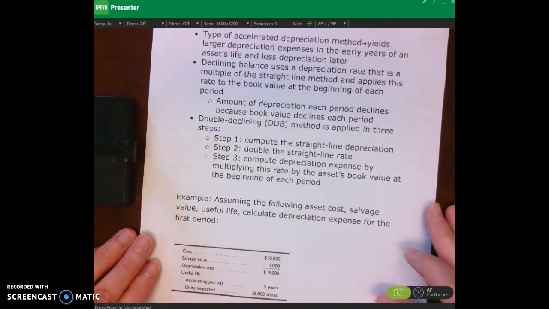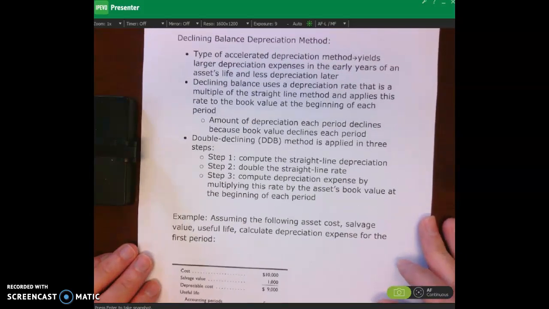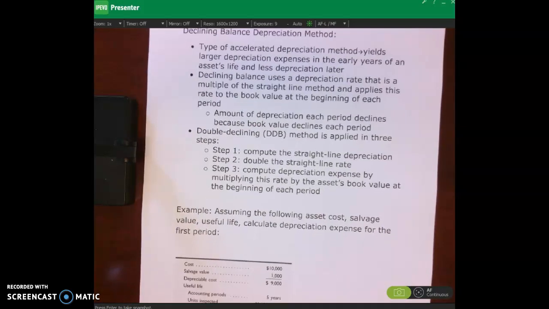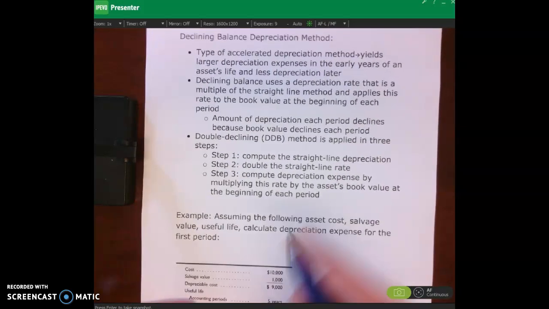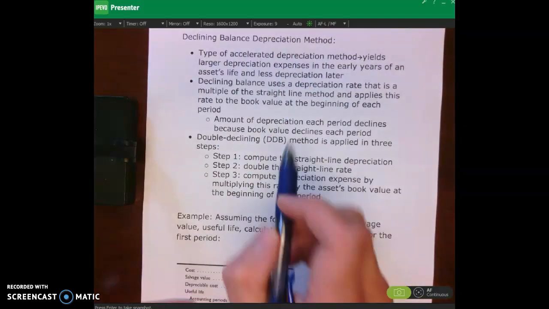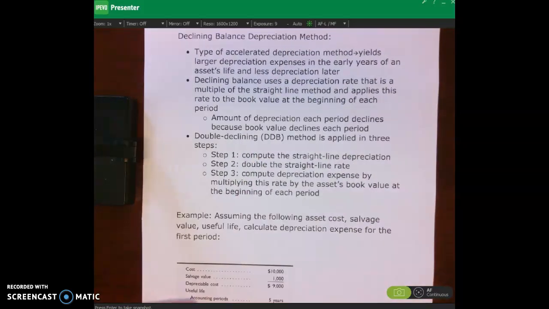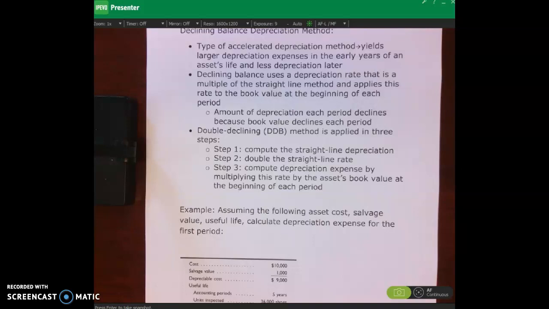So we did straight line, then we did units of production. Now let's look at double declining. With double declining, this is a type of depreciation method that's going to give us very large depreciation expense in the early years of the asset's life, and then less depreciation later on in the asset's useful life. So it's an accelerated depreciation method.